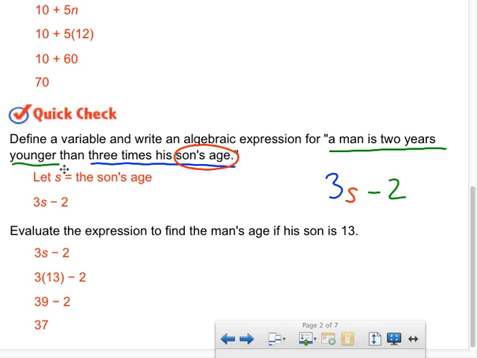Did the color coding of the word phrase help you guys understand it at all? What's your question? Oh, it helped? Okay. So any questions about this problem? Are we good? All right, so let's move on.